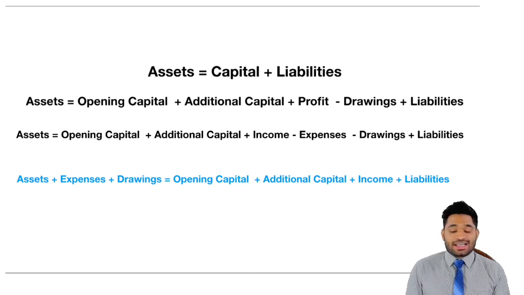So your extended accounting equation will be assets plus expenses plus drawings equals the opening capital plus the additional capital plus the income plus the liabilities. Okay. So you can write this down in your tutorial. There is a space given to you under the accounting equation. So you can pause the video now, complete writing it, and then you can continue with the video.